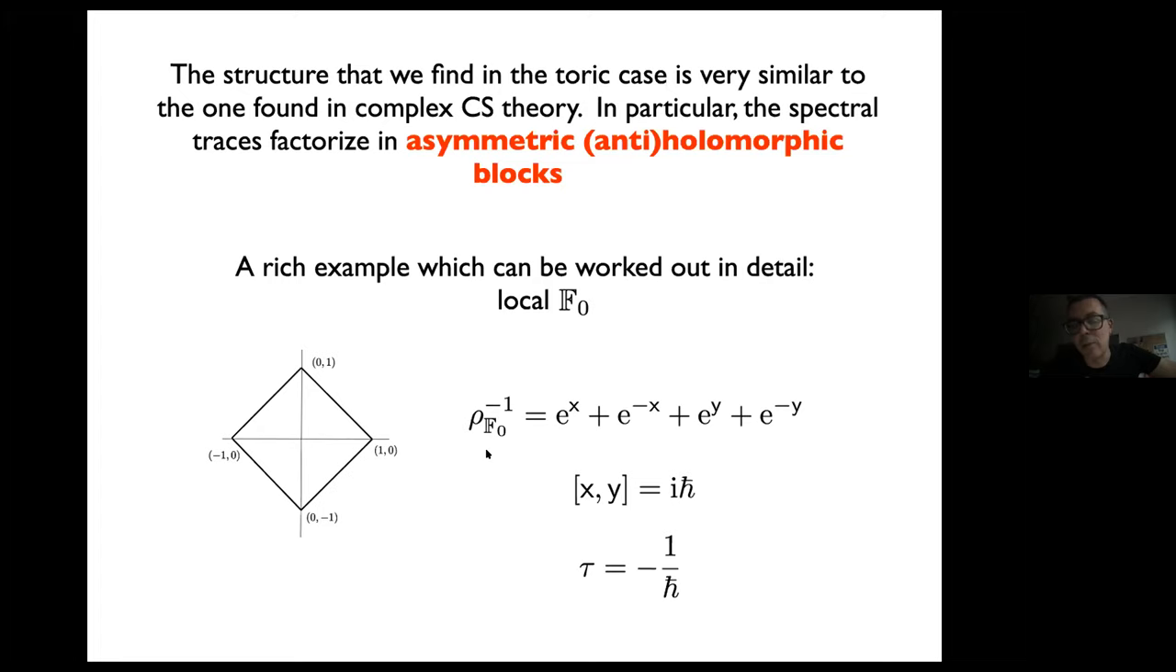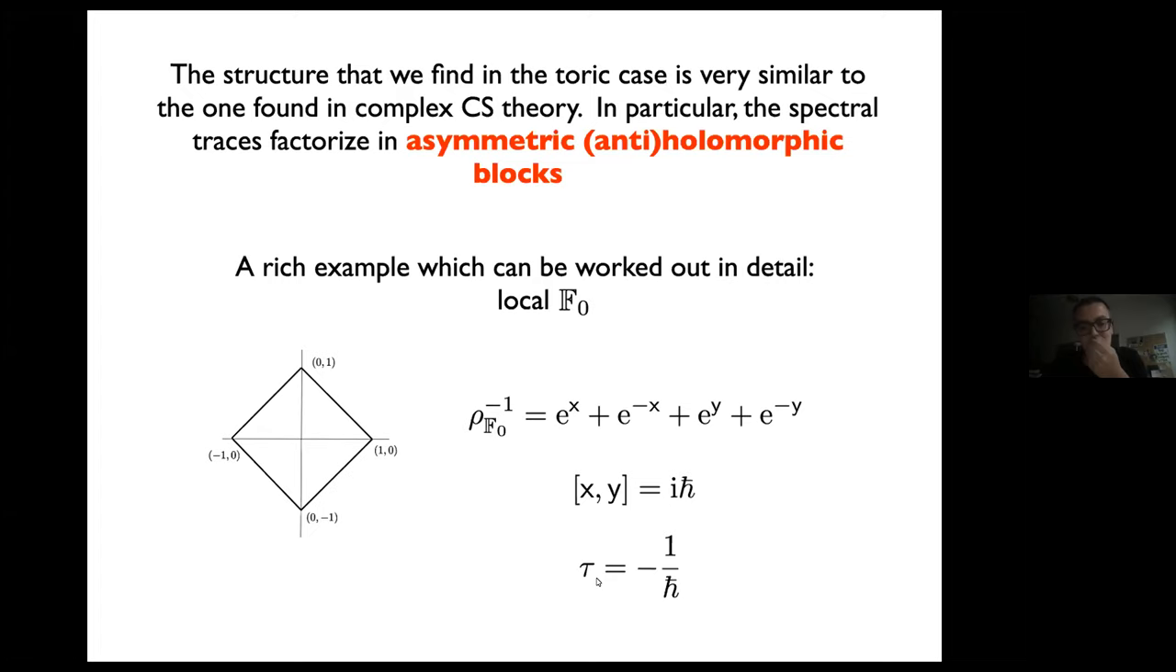And it turns out that in this case, the operator that can be used to study this theory is very simple. It's obtained by quantizing this mirror curve. So it's a very nice operator because it's the sum of two hyperbolic cosines, cosine of X and cosine of Y. And X and Y are just Heisenberg operators. So they commute to i times h bar. And as I said, h bar is essentially related to the inverse of tau. Okay.